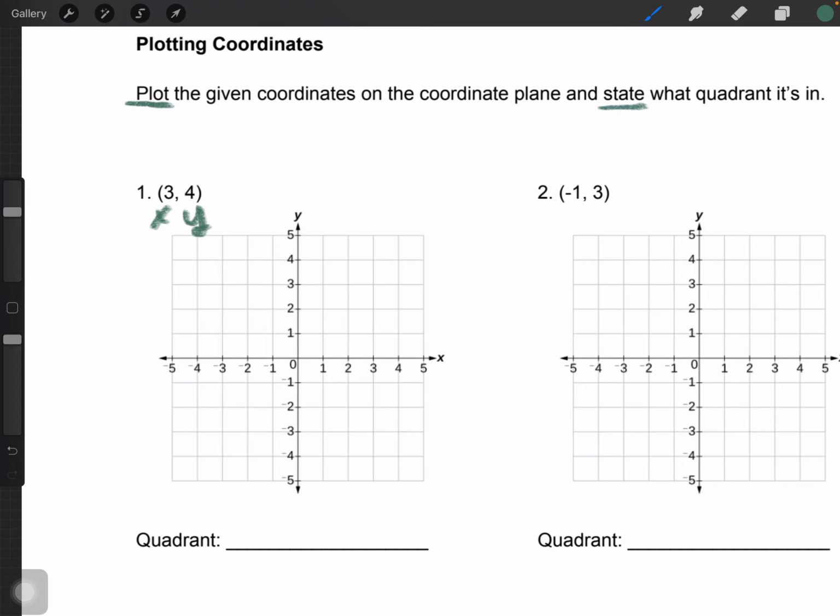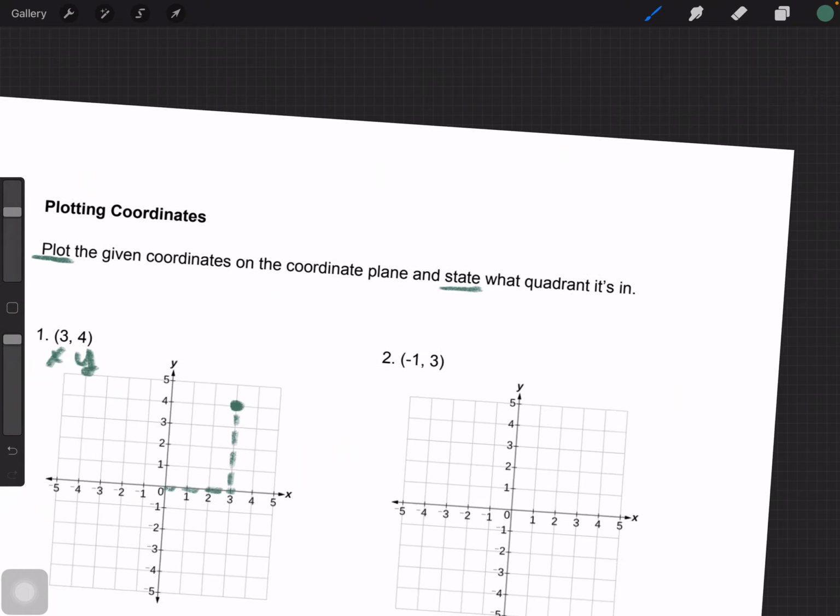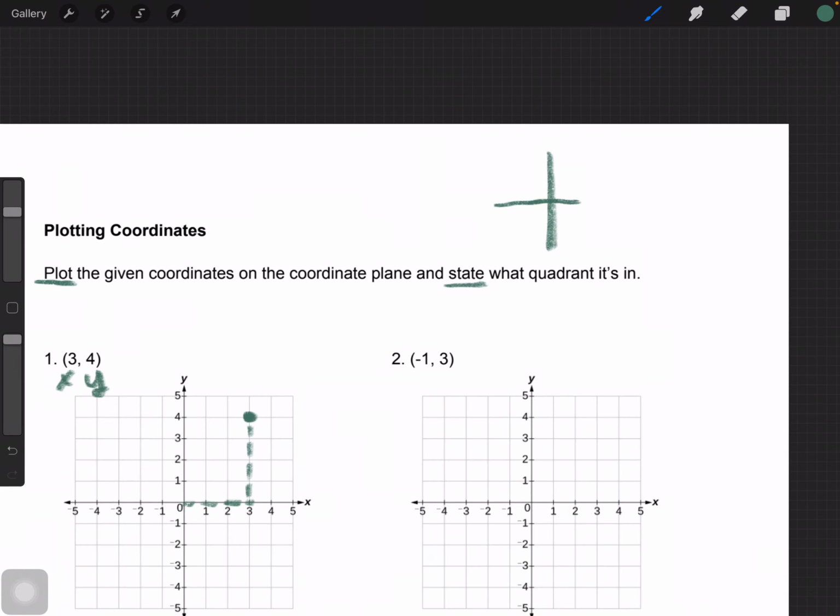Now we know x here is labeled to be this line, and y here is labeled to be this line. And so we start at the origin, right in the center here, and we want to go 3 to the right, and actually we'll draw dots instead, and 4 up. That's our point. And what quadrant it is in, we do a quick sketch over here.